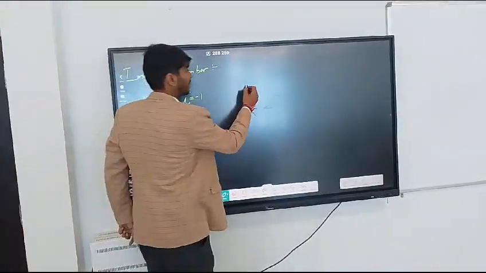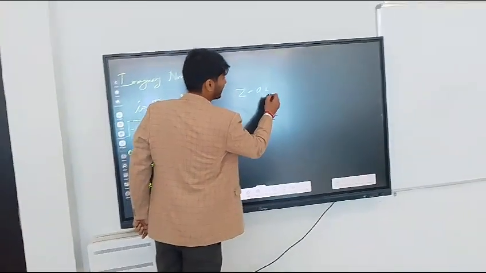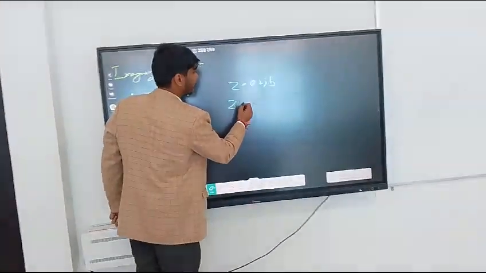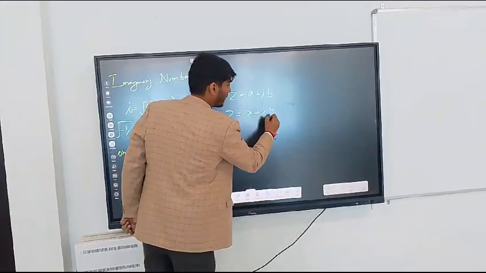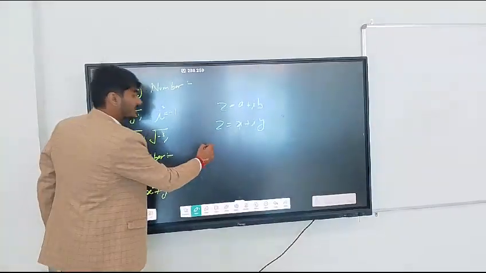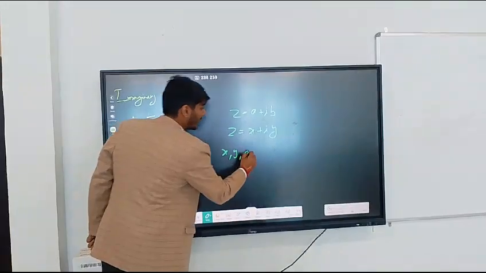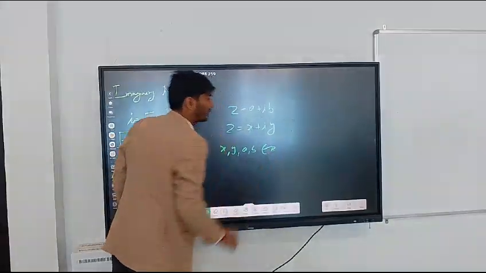And what are a and b? We said that z is equal to a plus iota b, and z is also equal to x plus iota y. Okay. So what are x and y and a and b? So x, y and a and b belong to the real numbers.